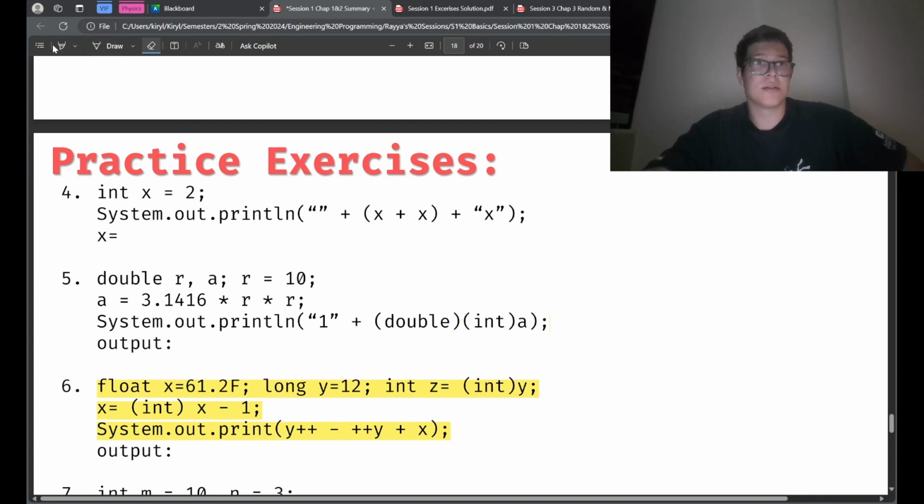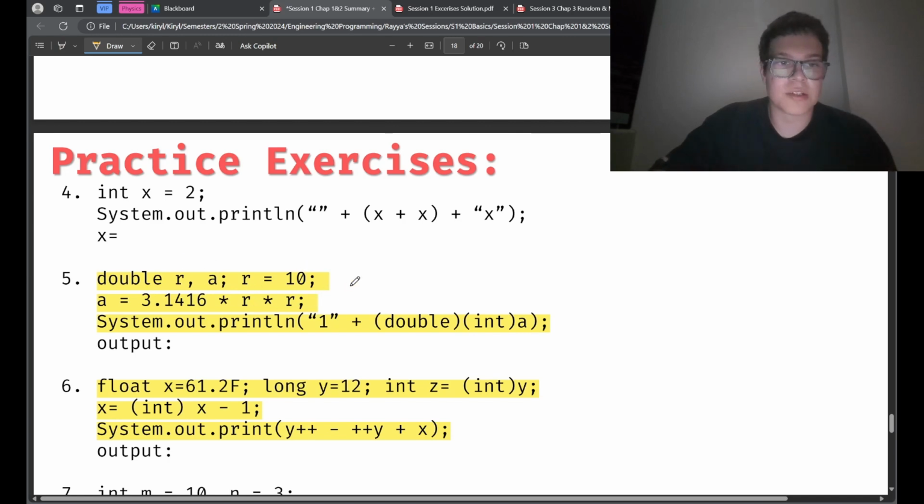Okay, so let's just do it very quickly. A equals 3.146 times R times R. If R equals 10, then in this case A is a double, so the value of A will become 314.6, right? Now I'm going to System.out.print 1.